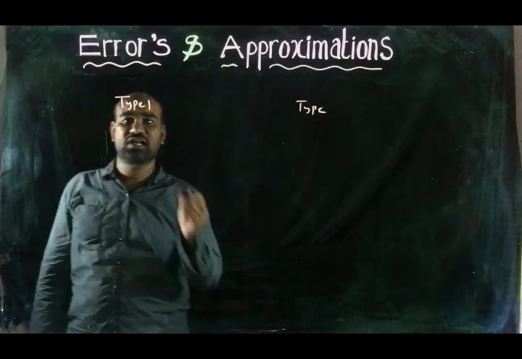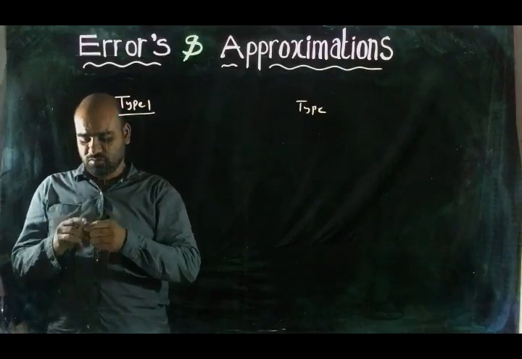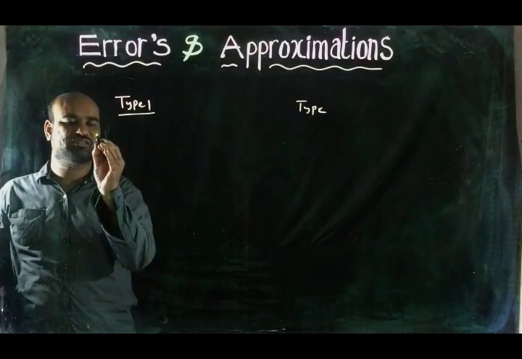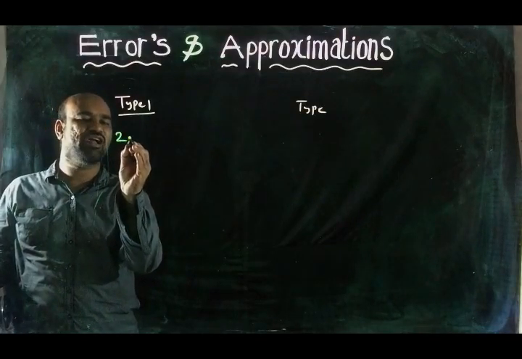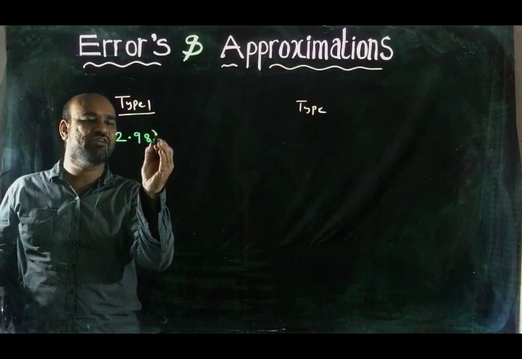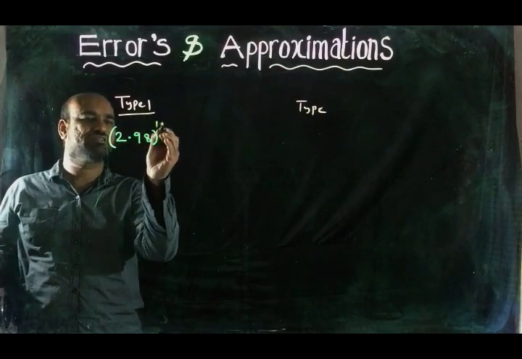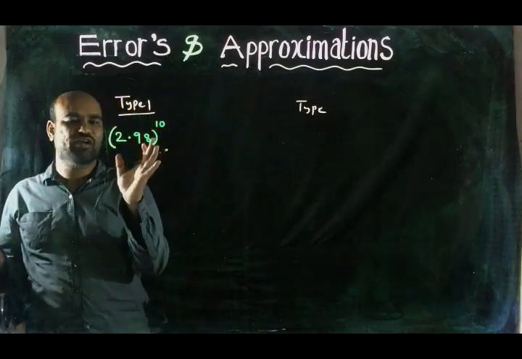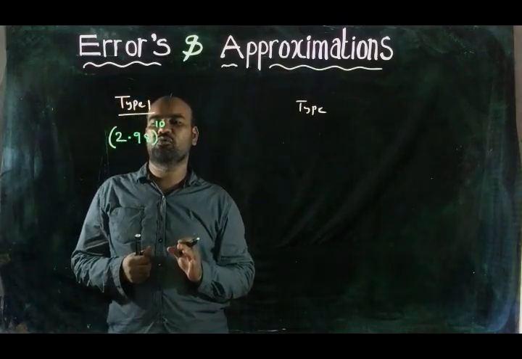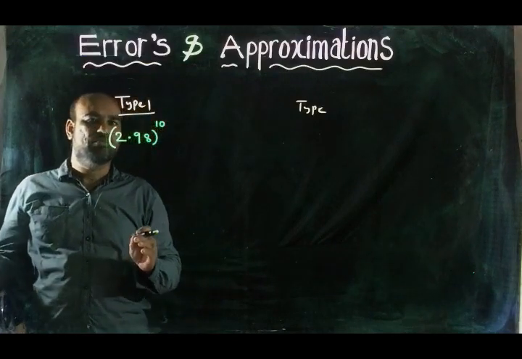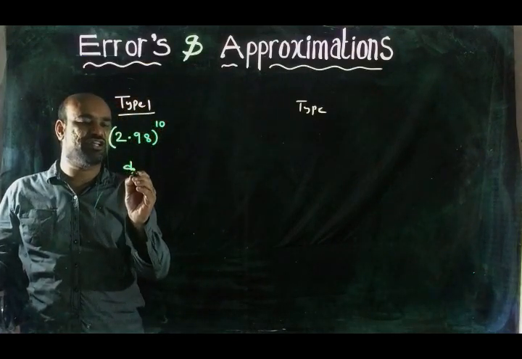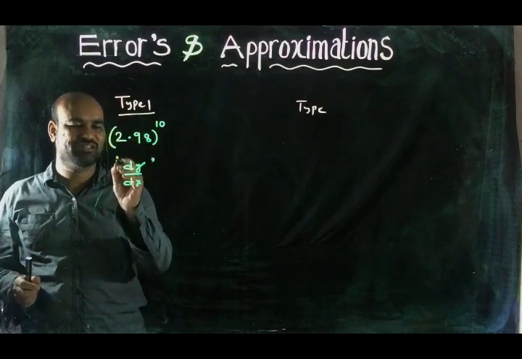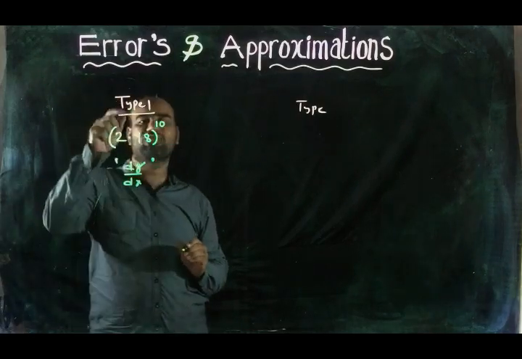Okay. See type 1. For example, they gave a problem like this. Find the approximate value of 2.98 whole power 10. By using a calculator, you can find the value of 2.98 whole power 10 easily. By using differentiation, how to find the value of this expression? So this is a type 1 problem.